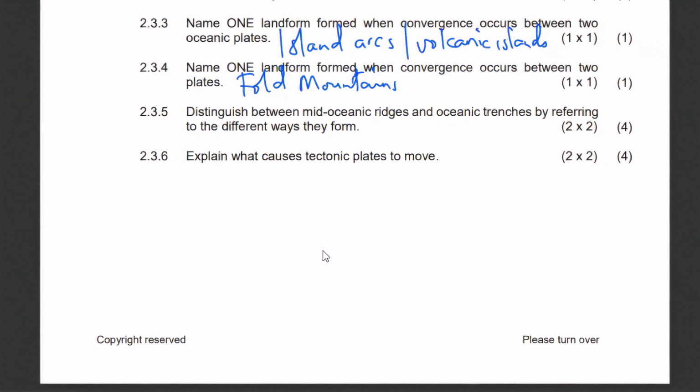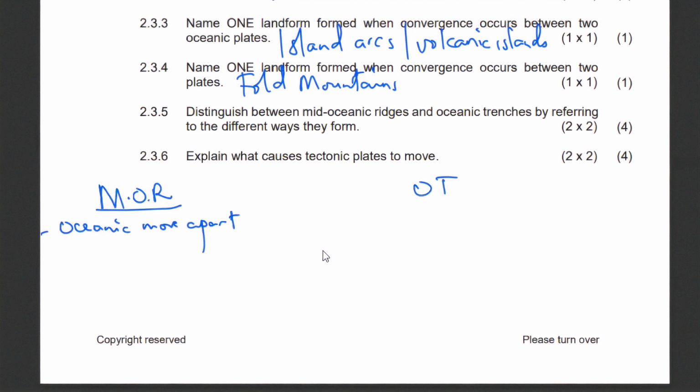Distinguish between mid-oceanic ridge and oceanic trenches by referring to the different ways they form. Right, we are looking at the mid-oceanic ridge and then the oceanic trenches. The mid-oceanic ridge, how does it form? It forms when oceanic plates move apart. We are saying in the midst of the oceans, there are two plates which are moving apart from each other. What is going to happen if plates move apart from each other?